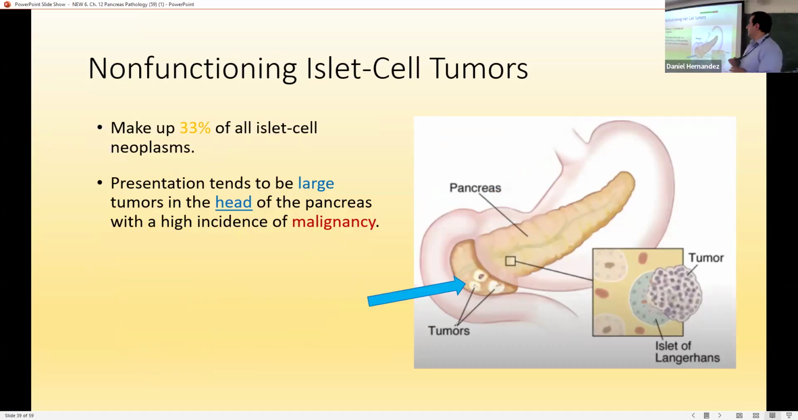So the non-functioning islet cell tumors make up about a third of all islet cell neoplasms. They have a high tendency to be malignant. The tumors tend to be large in the head of the pancreas, again, with a high incidence of malignancy.